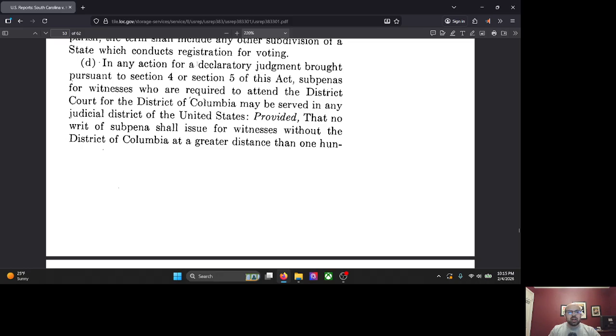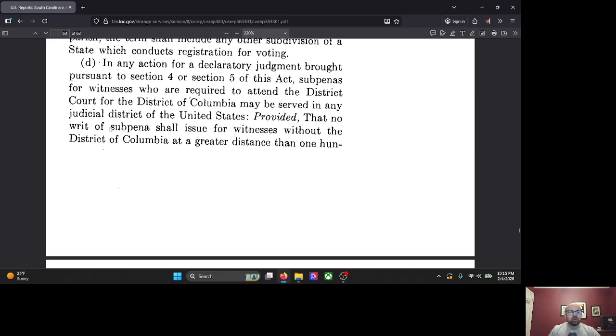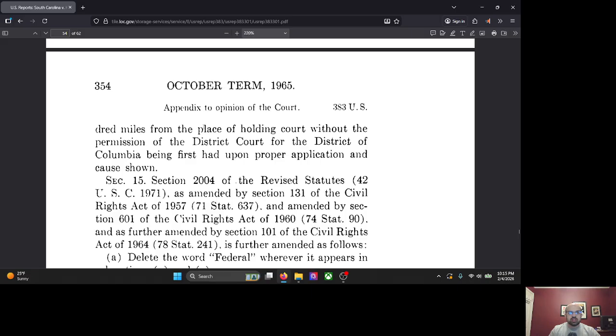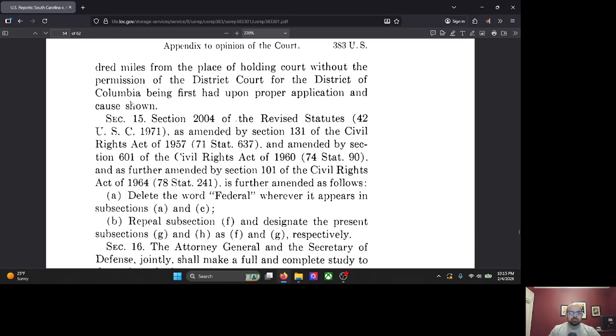D. In any action for a declaratory judgment brought pursuant to Section 4 or Section 5 of this Act, subpoenas for witnesses who are required to attend the District Court for the District of Columbia may be served in any judicial district of the United States, provided that no writ of subpoena shall issue for witness without the District of Columbia at a greater distance than 100 miles from the place of holding court without the permission of the District Court for the District of Columbia being first had upon proper application and case shown.